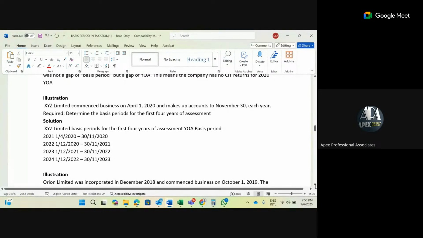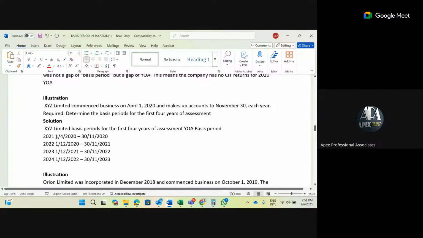Look at this question. He said XYZ commenced business on April 1, 2020 and makes up his accounts to November 30 each year. The requirement is that we determine the basis period for the first 4 years of assessment. When did the business commence operation? The business commenced operation 1st of April 2020 and is making up his account to 30th of November. And just as we have read in the notes, the indicator they gave us is that we must not go beyond the company year end. That means you must respect the company year end.